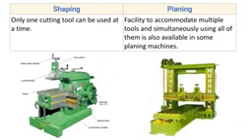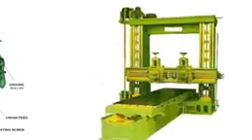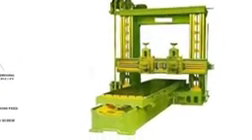Now the planer, facility to accommodate multiple tools and simultaneous using of all them is also available in some planing machine. Here I have added an image of planer machine over which we can fix two different cutting tools. This is nothing but the tool post. Here you can fix your first cutting tool, and here you can fix the second cutting tool, right? There are few planer machines on which you can fix 2 or 3 cutting tools, right? And it ultimately increases the productivity of that machine.